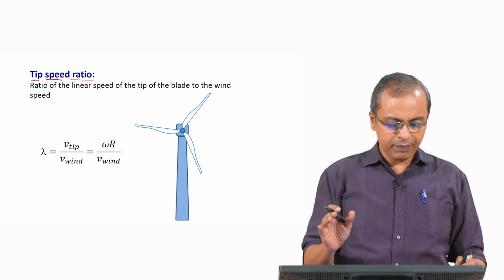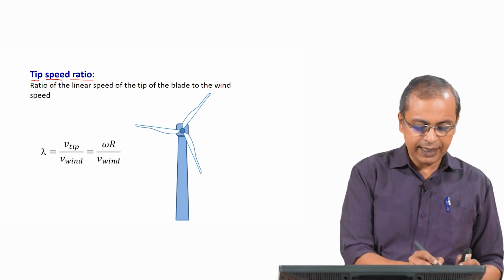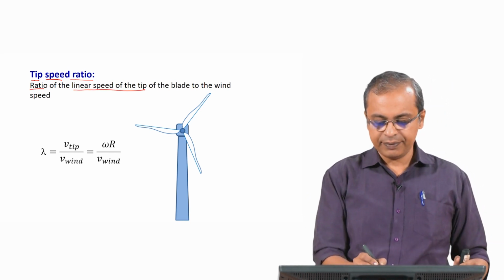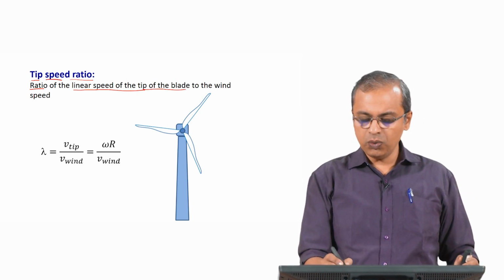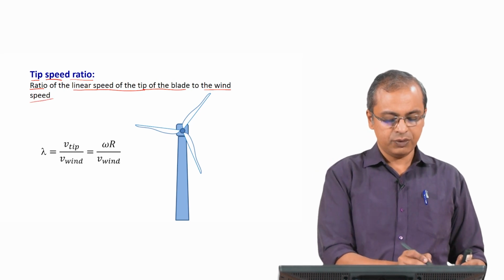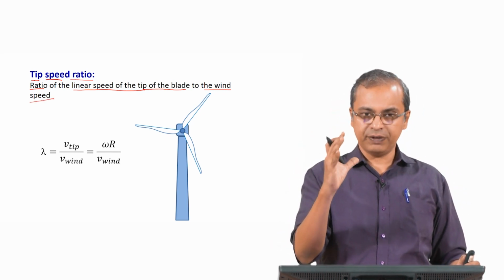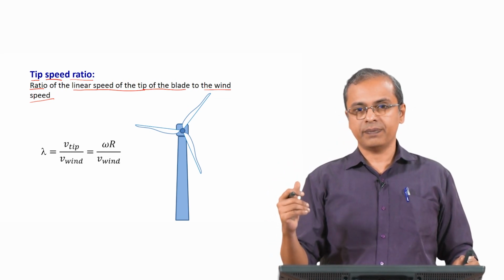In terms of description and mathematics it is relatively straightforward. We are basically looking at the ratio of the linear speed of the tip of the blade. Okay. So, the linear speed of the tip of the blade to the wind speed. So, it is a ratio of 2 speeds, the speed of the tip of the blade of the windmill to the speed of the wind itself.